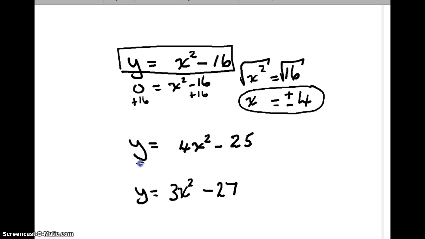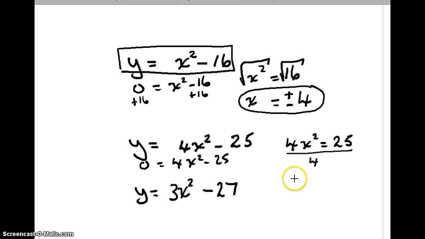How about this? We have 0 equals 4x squared minus 25. I'm going to add 25 to both sides, and so I have 4x squared equals 25. Again, I still want to get this x squared on its own. Now you have two choices here. You can either, A, divide by 4 and have x squared equals 25 over 4, and then take the square root of both sides. The square root of x squared is x. The square root of 25 over 4 is simply the square root of 25 over the square root of 4.